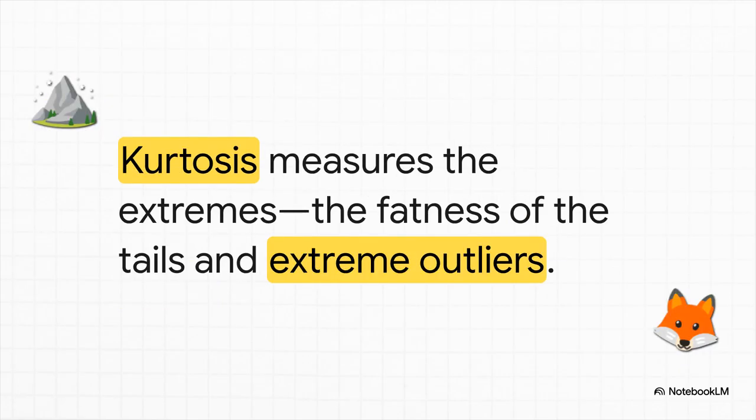Kurtosis, on the other hand, reveals the extremes, the literal fatness of the tails. Leptokurtic distributions have acute peaks and thick, fat tails, warning us to expect extreme outliers, erratic suspects capable of wild deviations. Conversely, platykurtic distributions are wider, more cautious curves with thinner tails and fewer outliers. A standard Gaussian bell curve rests quite peacefully right in the middle.